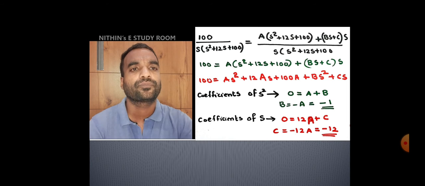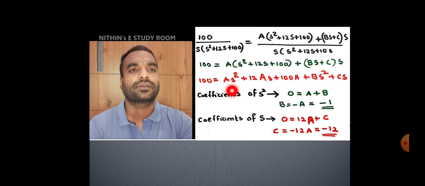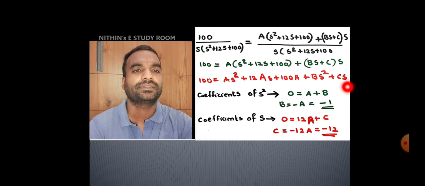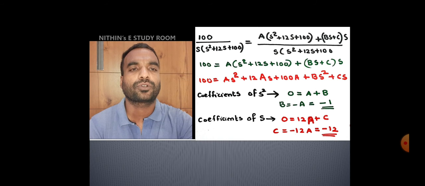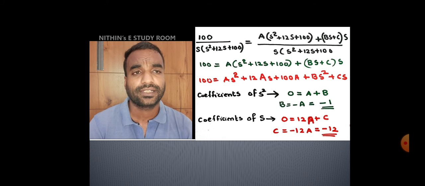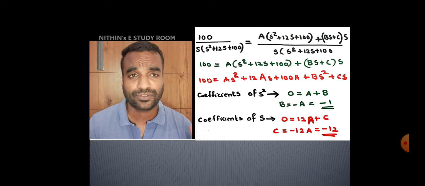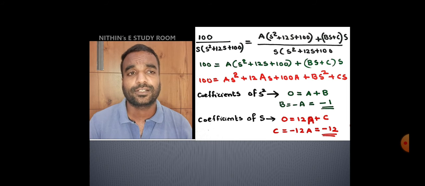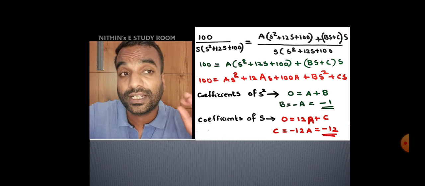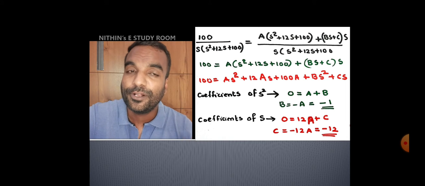100 is equal to as square plus 12as plus 100a plus bs square plus cs. Now equate the coefficient of s square on both sides. On the left side, no coefficient is there for s square, so it is 0. On the right side, what is the coefficient of s square? As square, a is there, and plus bs square, b is there. So 0 is equal to a plus b. Coefficient of s square is over. So we can write b is equal to minus a. We already got the value of a is equal to 1. So b is equal to minus 1.